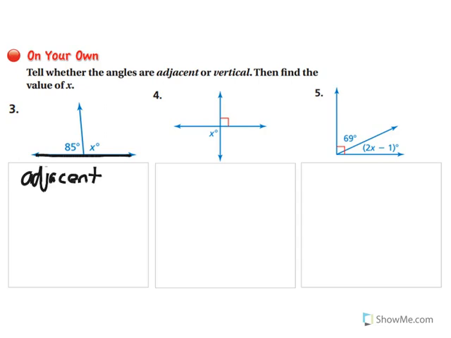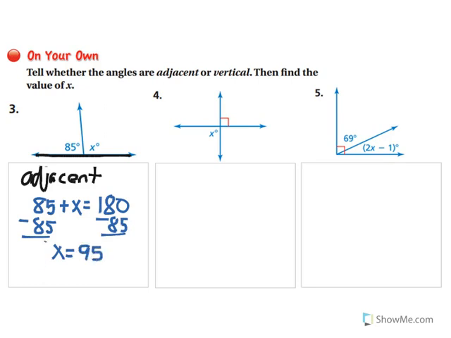And what we know is that if we add 85 plus that x, it's going to equal 180 because it's a straight line, a straight angle. I'm going to subtract 85 from both sides, and I get x equals 95. So there's your value of x, and it's an adjacent angle.